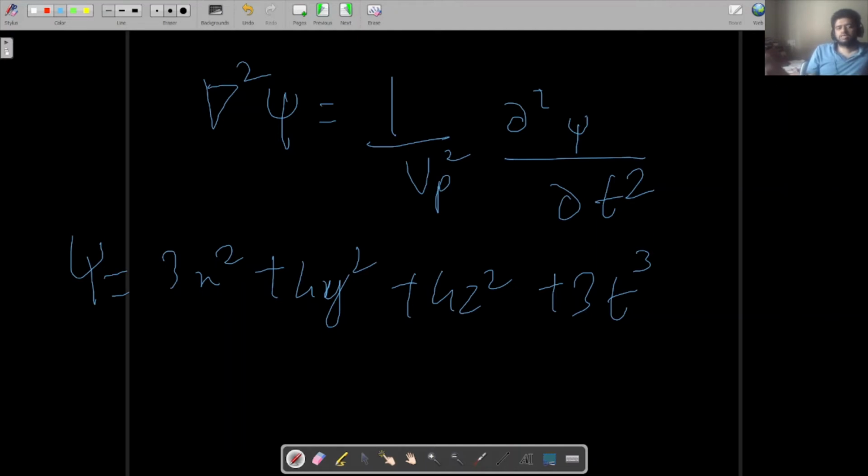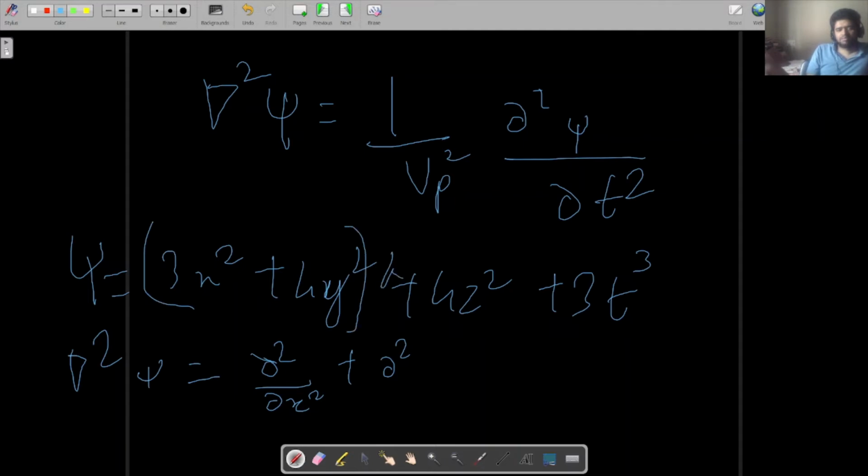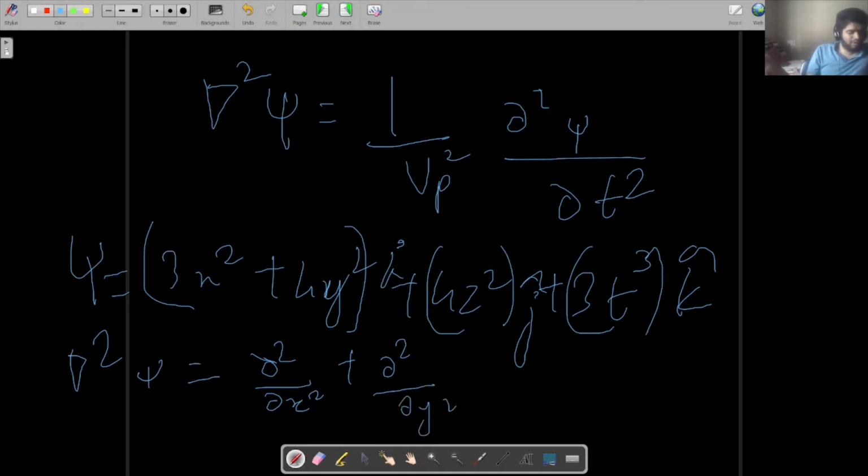Then what I will do is put it over here: del 2 by del x square, plus del 2 by del y square, plus del 2 by del z square. It will be in terms of i cap, j cap, k cap. So I will put it in the expression here. This question is not asked in UPSC, don't worry.